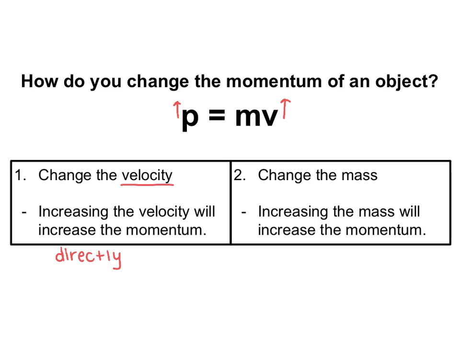The second thing we can do is change the mass. So if we increase the mass, since we're multiplying by mass, if we multiply by a bigger number, our answer also goes up. So this is a direct relationship as well. They're directly related.